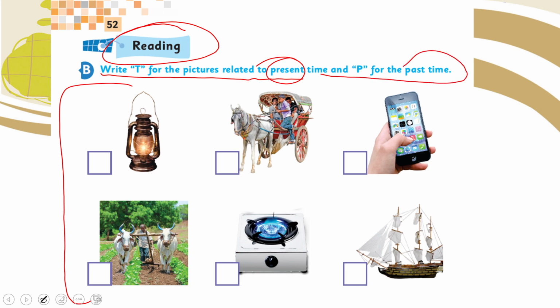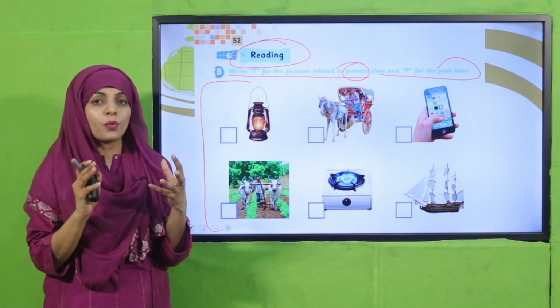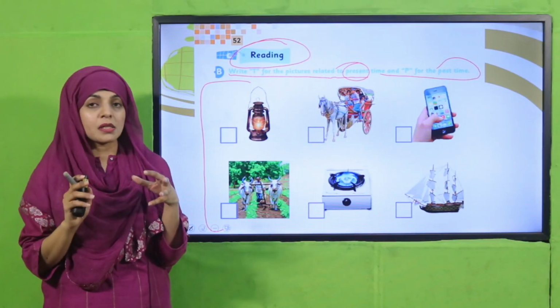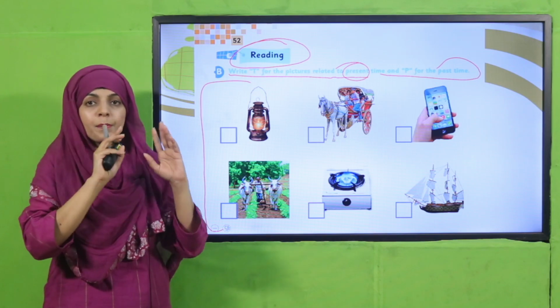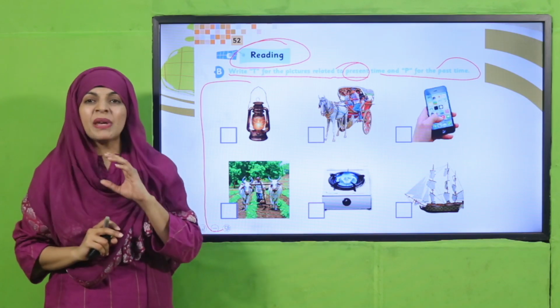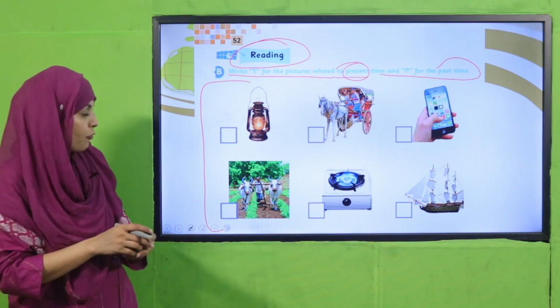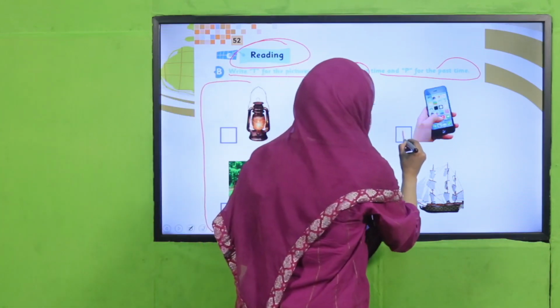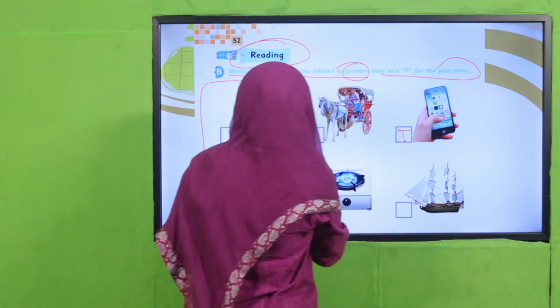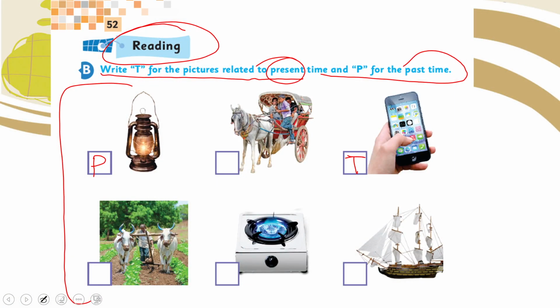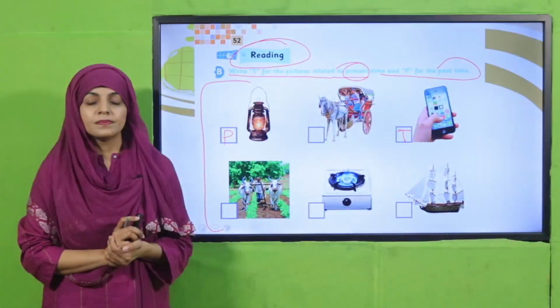So here are different pictures. You have to tell which one will be in present and which will be in the past. So you have to write T for present pictures and P for past pictures. Let me do the sum for you. So this is T because it is in present. This is P because it was in past. So this is how you will complete the rest of the page. So quickly pause the video and complete it.